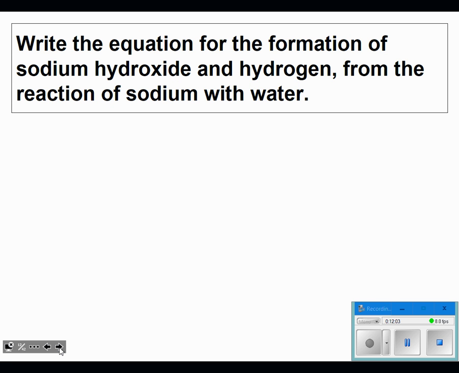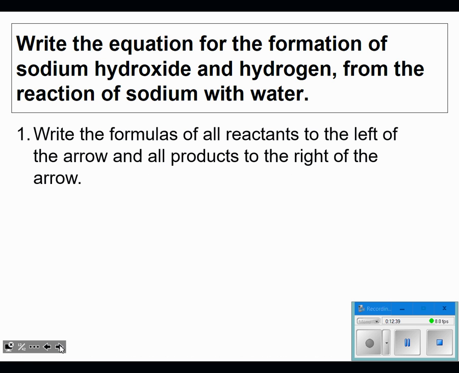So when we get done with this unit, we should be able to do things like what I'm about to show you. We should be able to write an equation for the formation of sodium hydroxide and hydrogen from the reaction of sodium with water. This takes us back to remembering how we have to write equations and formulas, whether it's ionic or covalent. Sodium hydroxide is ionic, and so we need to look up sodium.